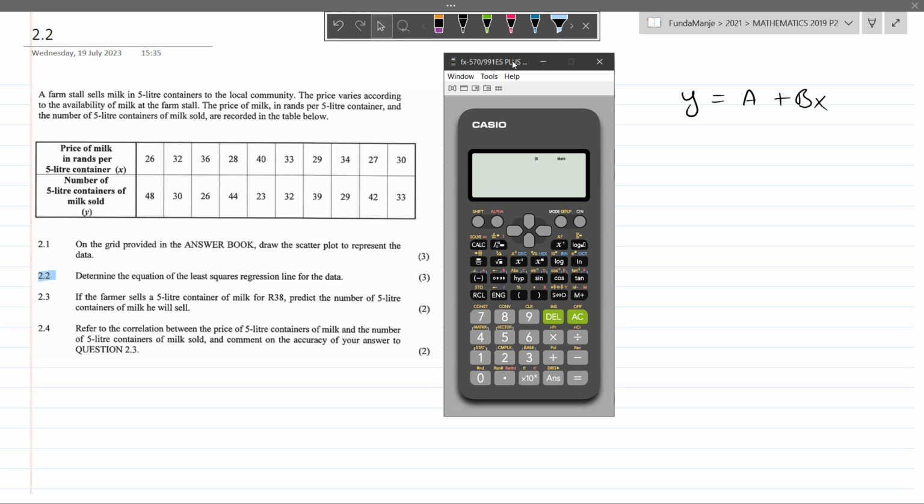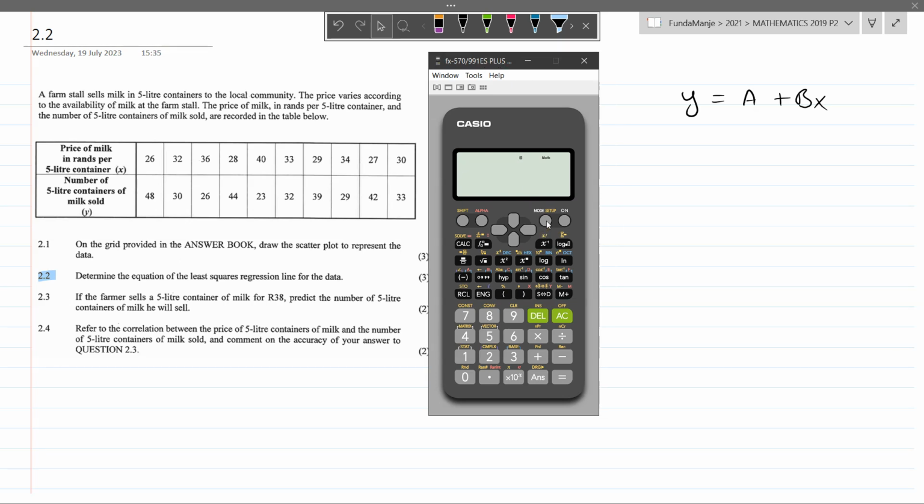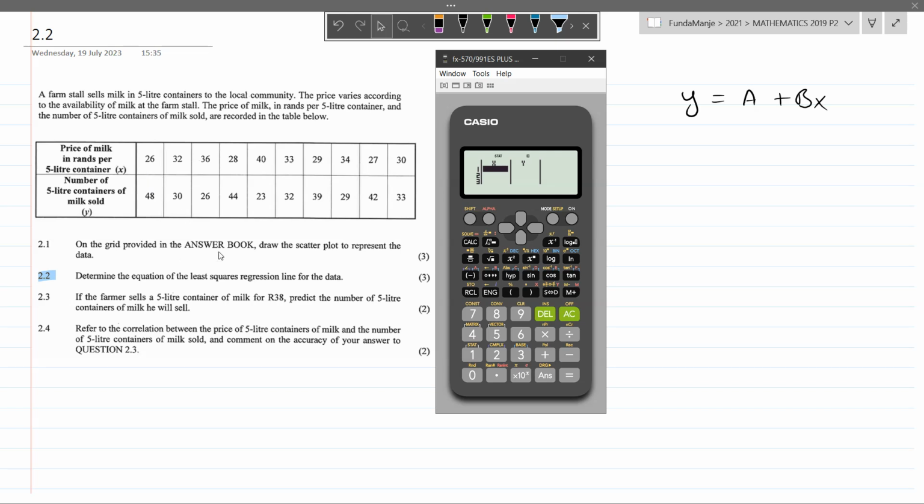So we press mode and then number 3 for stat, then number 2 for a plus bx, which is the formula that we want. And then once it gets to this screen, you're going to enter all the x values. In this case, it will be 26 and 32 and 36 and on up until you finish all the x values. And then you go back up here and then you start again with the y values. So 48 and 30 and 26.